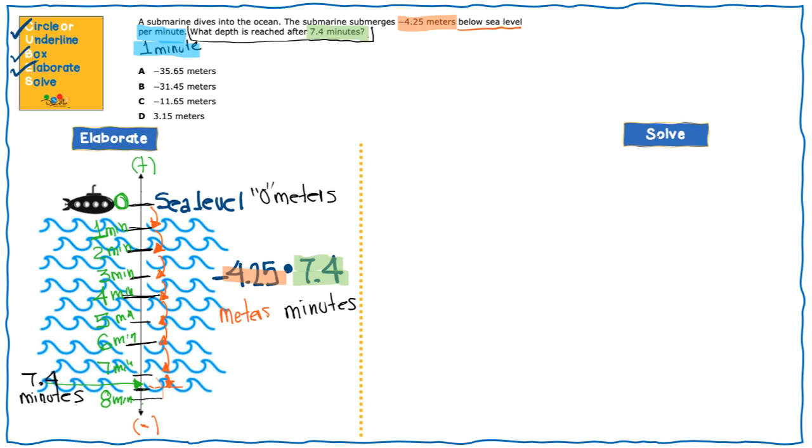Our last step is solving. So it reads solve. And I already put this label on the right side, so we're gonna do the operation now. And the operation we have to do is negative 4.25 times 7.4. I like to always fix my factor with more digits on the top because then it's easier to multiply. And I'm gonna multiply by 7.4. Please multiply with me. 4 times 5, 20, 0 and we carry 2. 4 times 2, 8, plus 2, 10, 0 and we carry 1. 4 times 4, 16, plus 1, 17. Awesome.